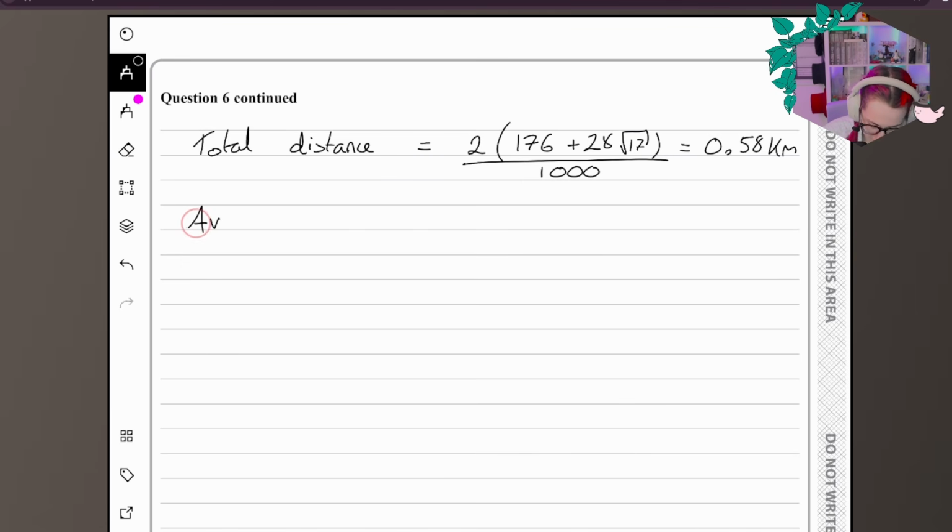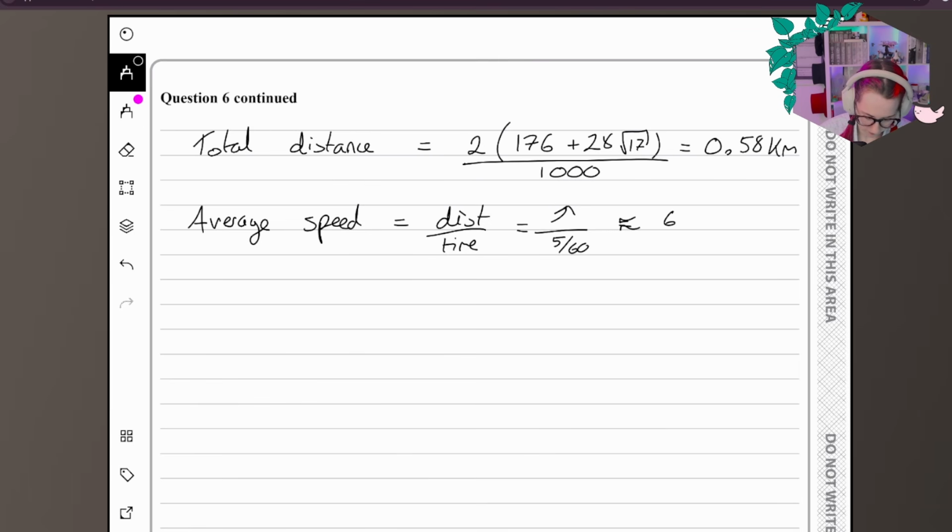So our average speed, because if you remember way back when, our average speed is our distance over time. So that's that thing over 5/60. Which is approximately equal to 6.99 kilometers an hour.